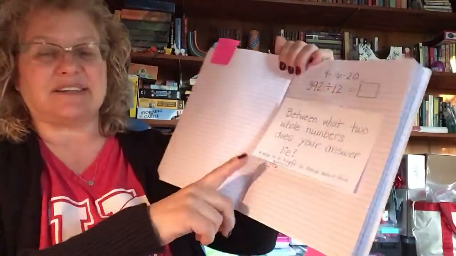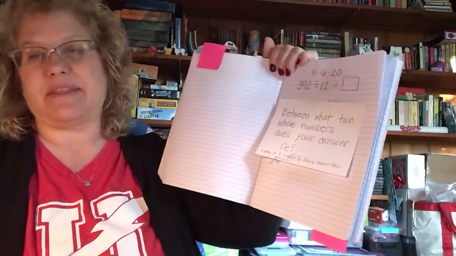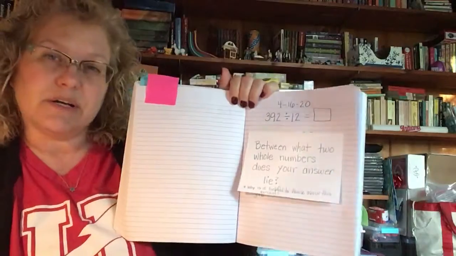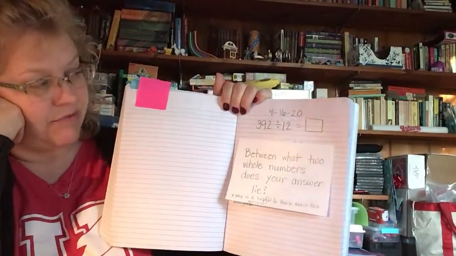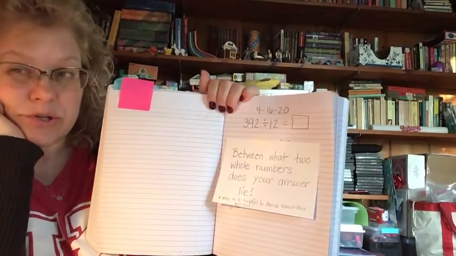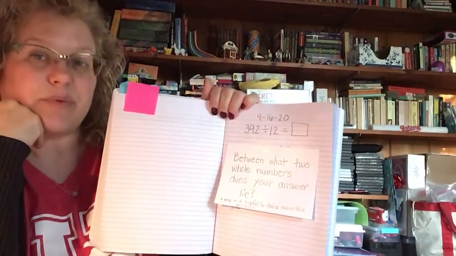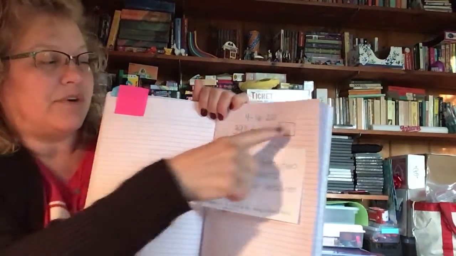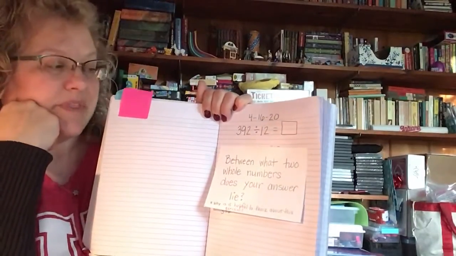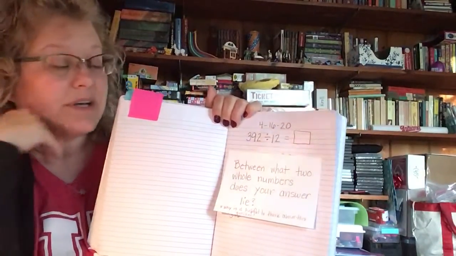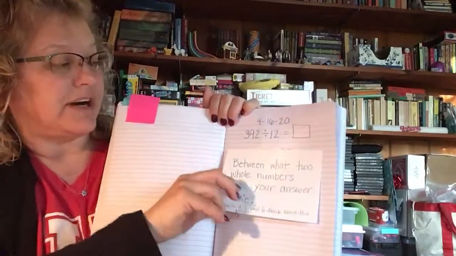And you see I wrote myself a little note down here because I want to ask, why is this helpful to think about this question? So I want you to take a moment and just kind of estimate what two whole numbers you think the answer to 392 divided by 12 would be between. Well, here's what I did to figure it out, all right?